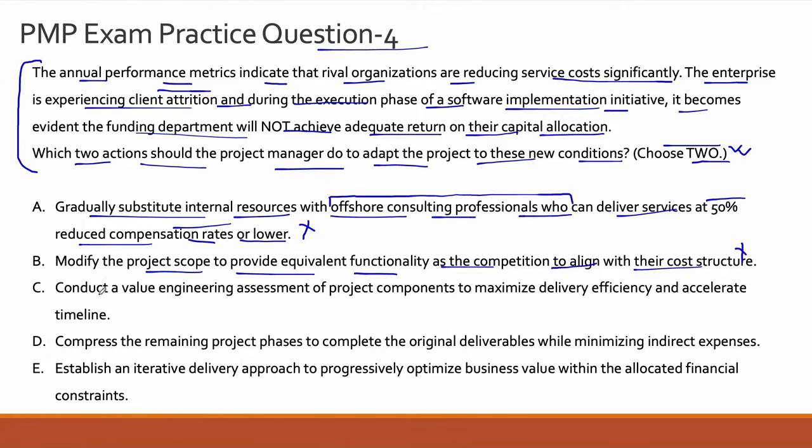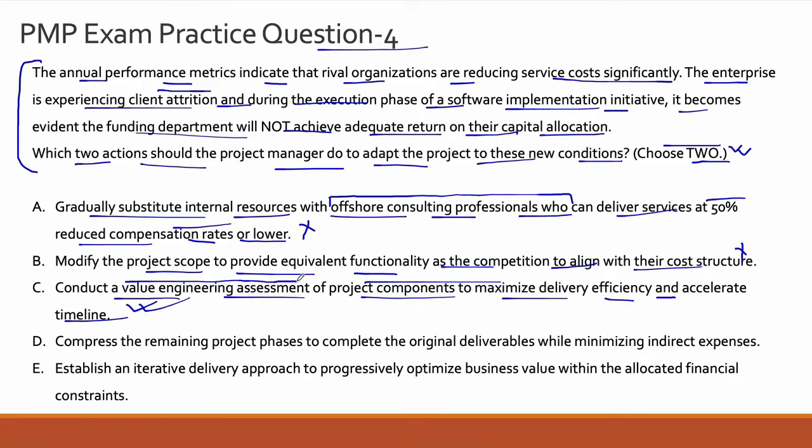Let's look at option C. Conduct a value engineering assessment of project components, okay, very important, to maximize delivery efficiency and accelerate timeline. This is what probably is one of the correct options, because value engineering means that you look at all the aspects of the project, not only people, but you look at infrastructure, you look at fixed costs, variable costs, direct costs, indirect costs. So you look at all the aspects of your costs and do a value engineering assessment of what is the Pareto, or your 80-20 of your high cost footfall of your project, right? So what is that 20% of your project components that is driving 80% of your project costs, okay?